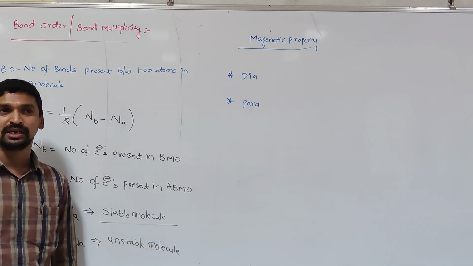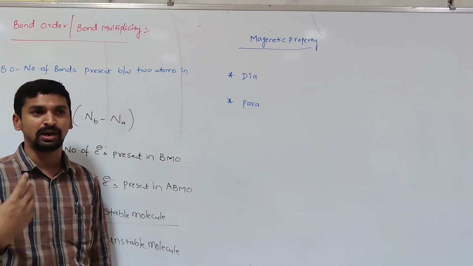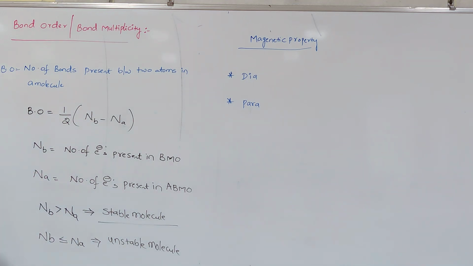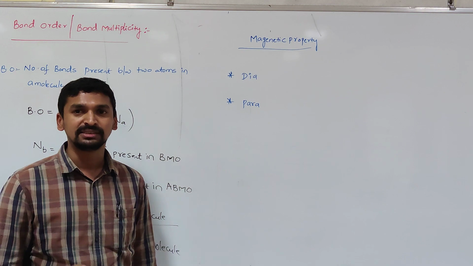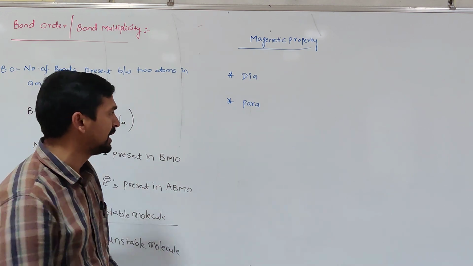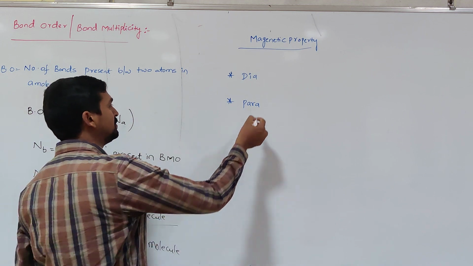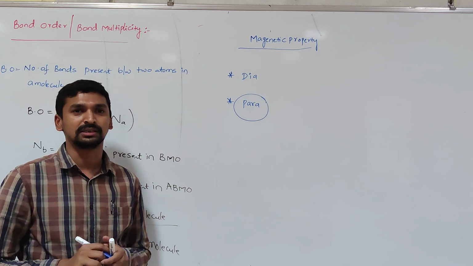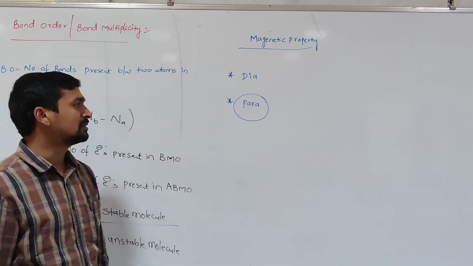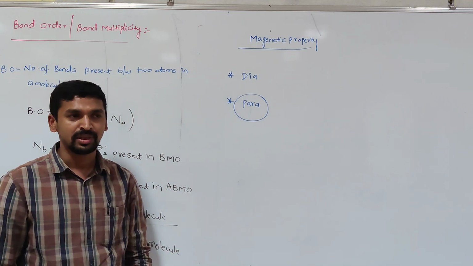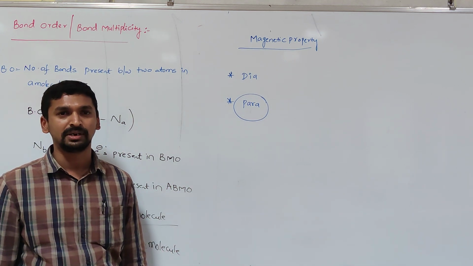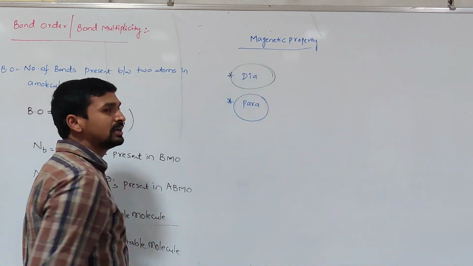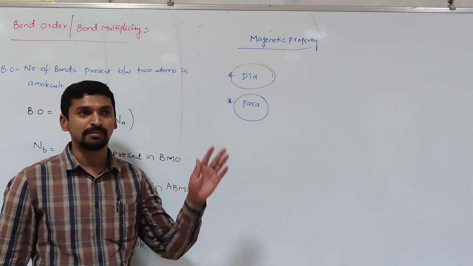When we fill the electrons in the different bonding and anti-bonding molecular orbitals, following the Aufbau principle, Pauli's exclusion principle and Hund's rule, if any orbital is singly occupied, with only one electron present, that is said to be paramagnetic. That means if the bonding or anti-bonding molecular orbitals are filled with single electrons, that molecule is said to be paramagnetic. If all the bonding and anti-bonding molecular orbitals are doubly filled with opposite spins, that molecule is said to be diamagnetic. Like that we can predict the magnetic property.